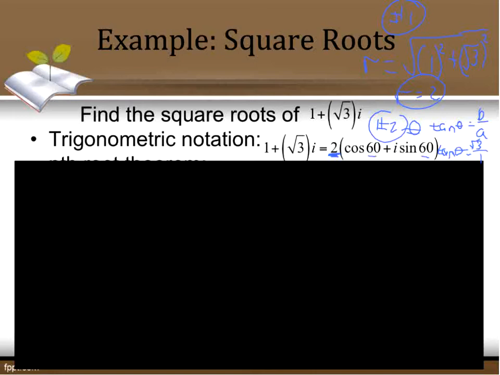How did I know it was in the first quadrant? Back to our essential question. How do you know that this is in your first quadrant? Because it's a positive 1 and a positive root 3. Positive 1, positive root 3 is in your first quadrant.